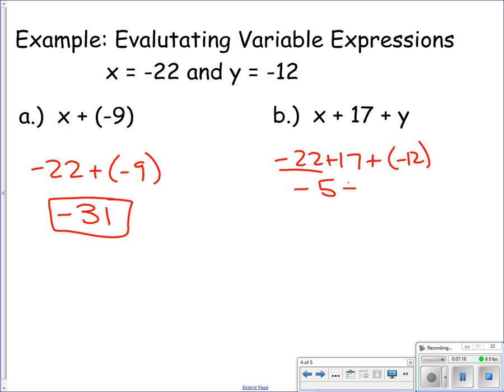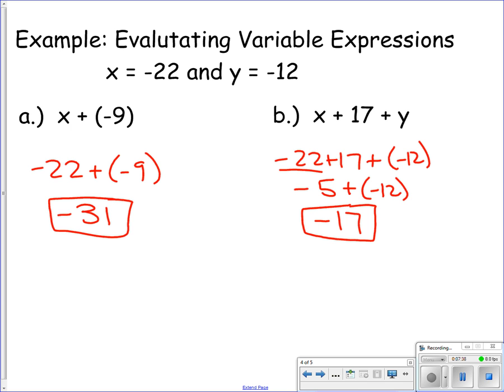I'm going to bring down the plus negative 12 because I haven't used that yet. Now I'm going to add these two numbers. They're both negative, so I'm going to add them together. 5 plus 12 is 17. Since they're both negative, my final answer is going to be negative, and I get negative 17. Okay? And that's how you do evaluating.